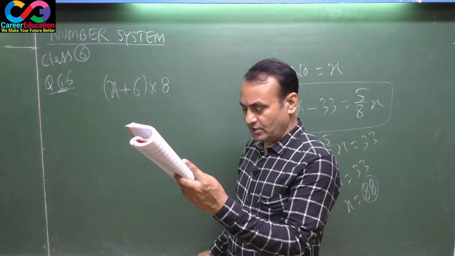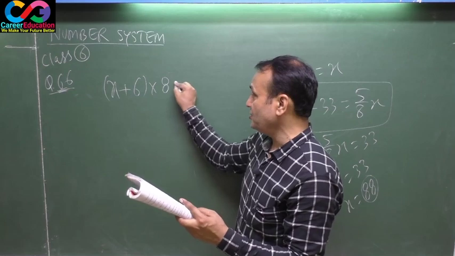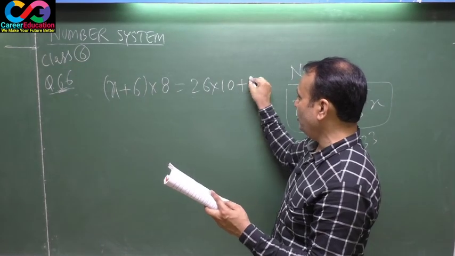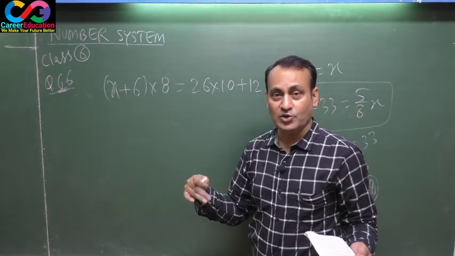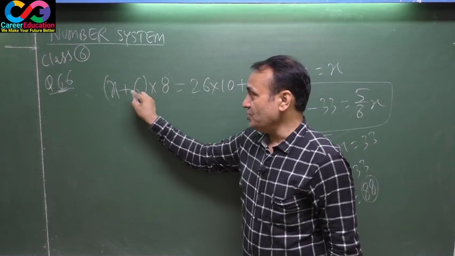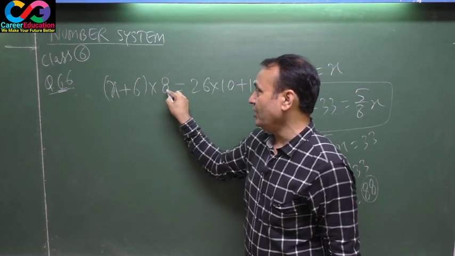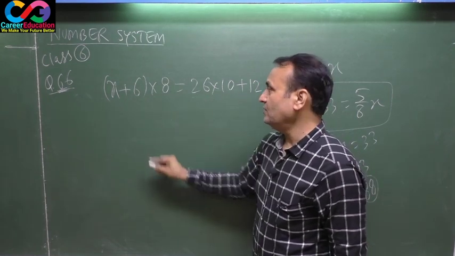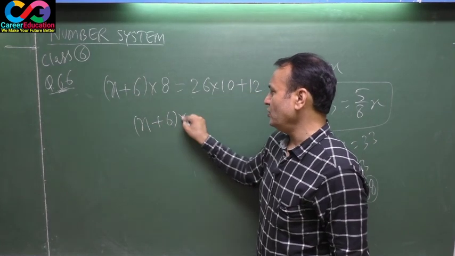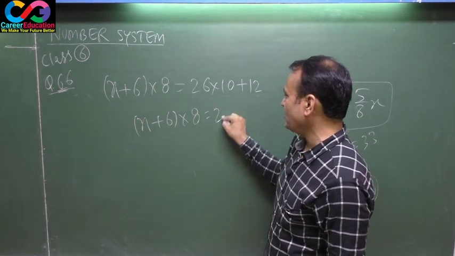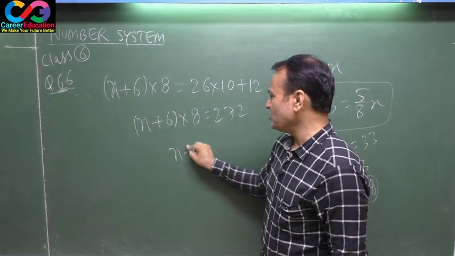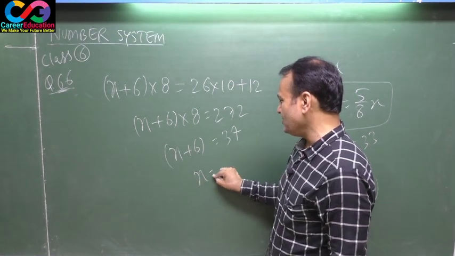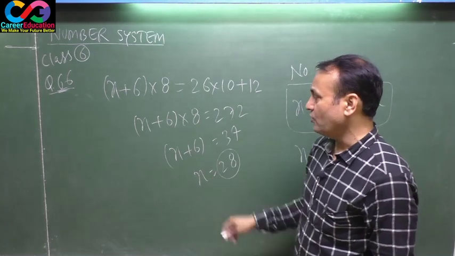The result is the same as 26 multiplied by 10 and then 12 is added to it. See here, this is your equation according to the question's language. 6 is added to a number and the result is multiplied by 8. This is just equal to the product of 26 and 10 plus 12. That means (x plus 6) into 8 equals 272. Now x plus 6 equals 34, 8 3s are 24, 8 4s are 32, x equals 28. This is your final answer.